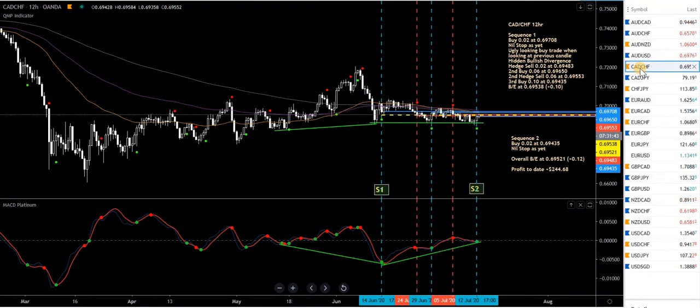CAD Swiss. It's all getting a bit tight in here. It's good because all the trades are really close.